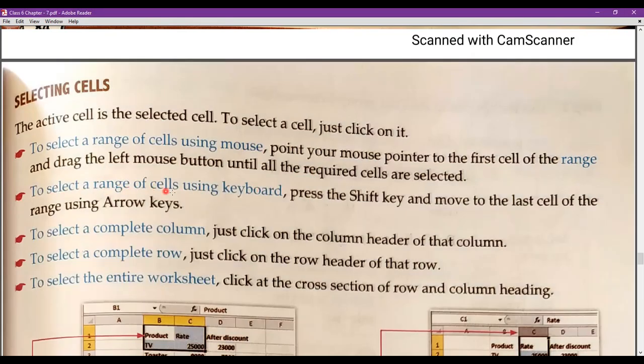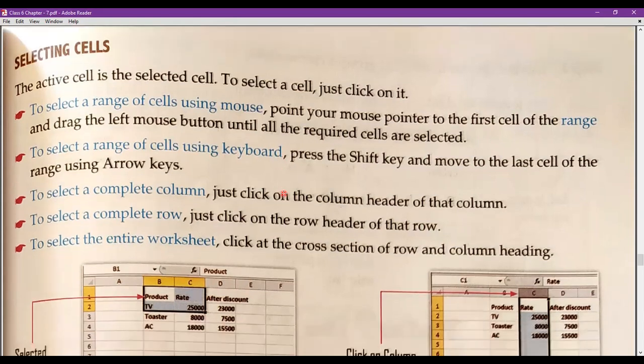To select a range of cells using the keyboard, that means now you are going to understand how you can select cells using a keyboard. You have to press the Shift key and move with the arrow keys. That means moving to the right, moving to the left, moving up, moving down. So you can use these arrow keys with the Shift key.